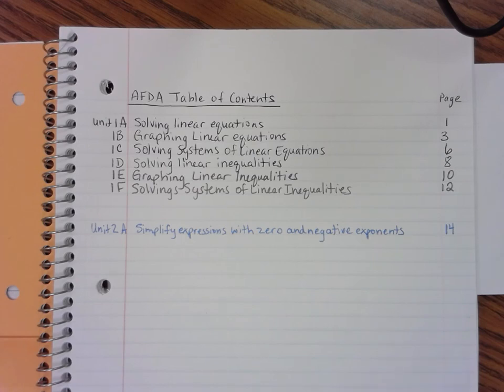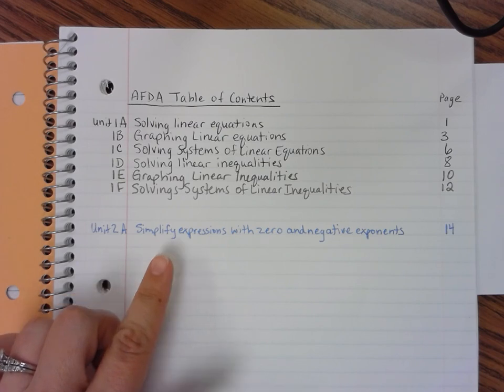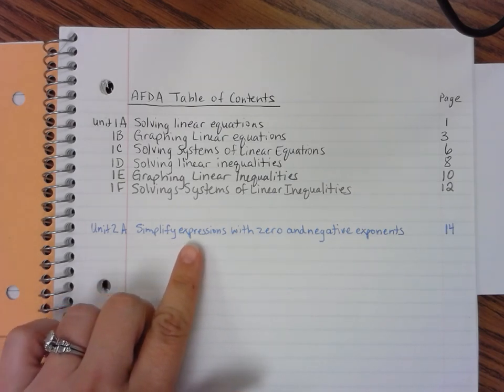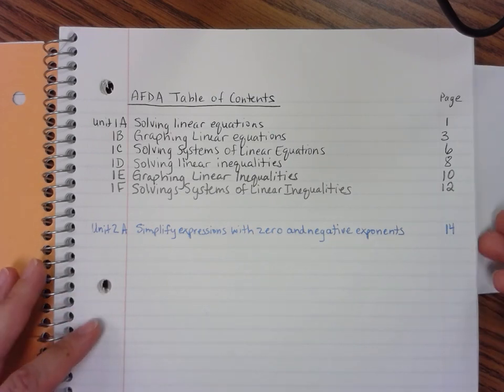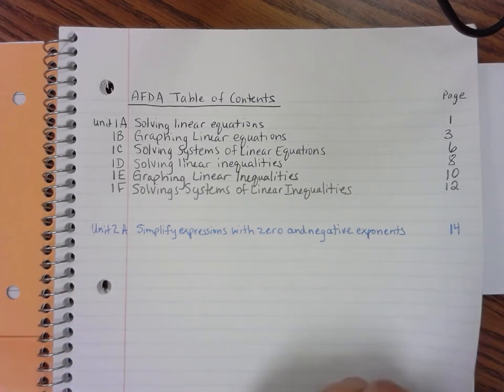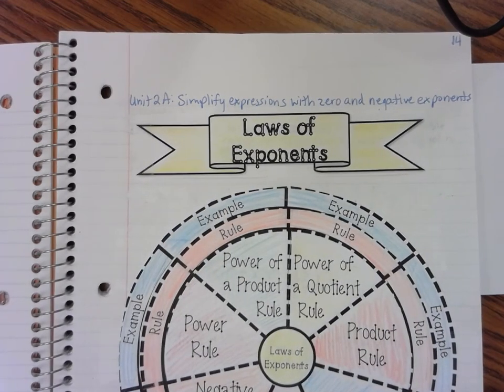Today we are going to be starting Unit 2, and we are going to be talking about exponents and radicals. We're going to start with simplifying expressions with zero and negative exponents. So first, we are going to take a look at some notes.